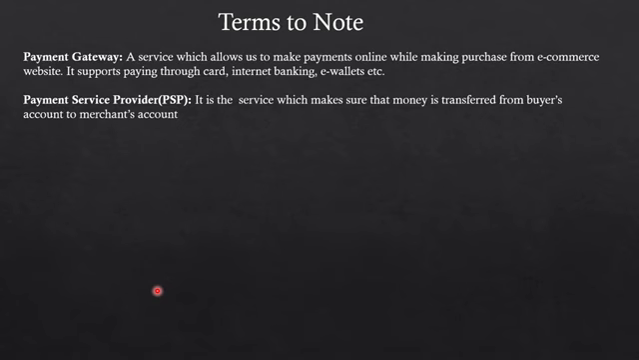Next thing is a payment service provider. So what is the PSP? PSP is the person, or the system, or the service which makes sure that money is transferred from the buyer's account to the merchant account. This will be integrated as part of the payment gateway itself. Issuer bank. Issuer bank is the bank which is related to the buyer. This is the bank which has issued the debit card or the credit card or the UPI to the user so that they can go and buy stuff online.